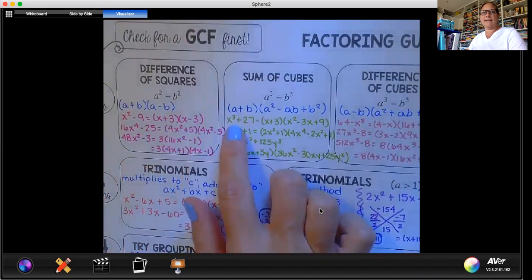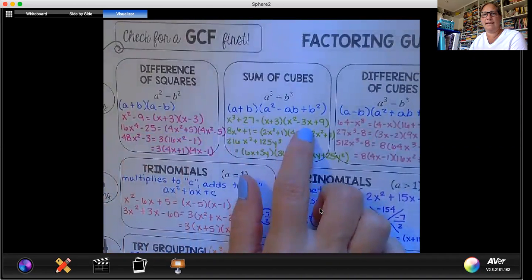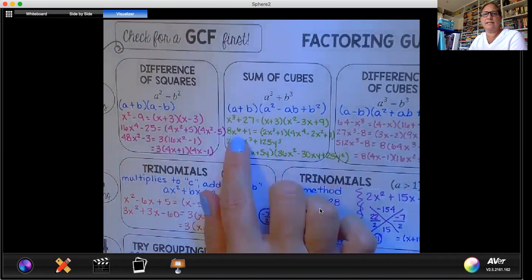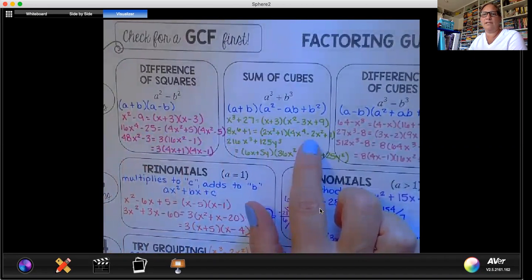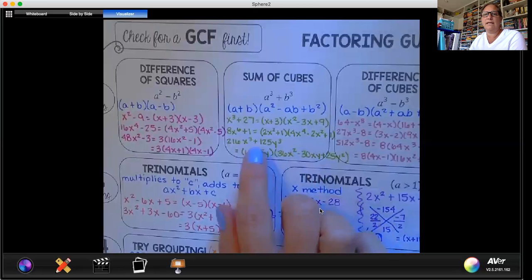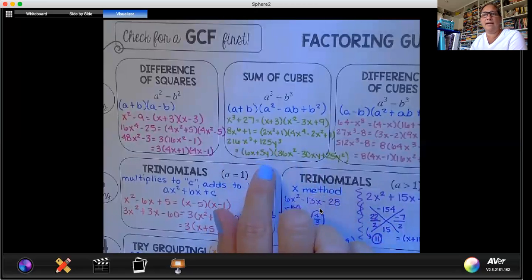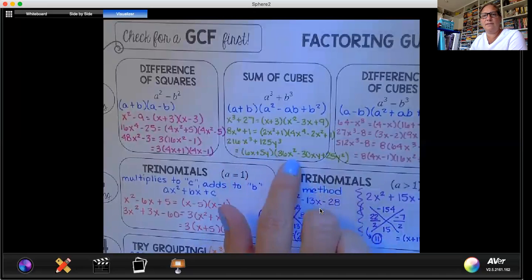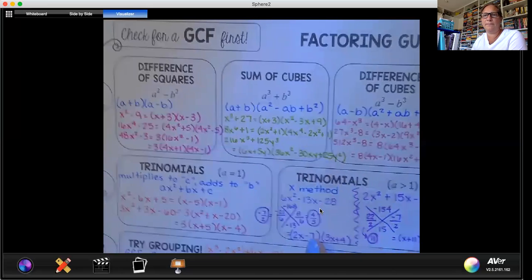Sum of cubes, x cubed plus 27 is x plus 3 times x squared minus 3x plus 9. 8x to the 6th plus 1 is 2x squared plus 1 times 4x to the 4th minus 2x squared plus 1. And then I think we had actually already done this one, but we did it with a difference. So this one's a sum: 6x plus 5y times 36x squared minus 30xy plus 25y squared.